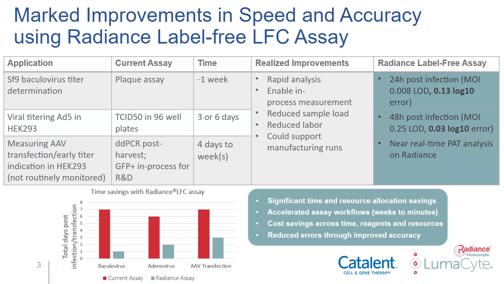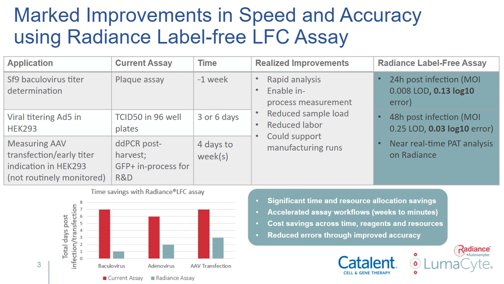So overall, to conclude from these 3 experiments, we saw marked improvements in speed and accuracy using the Radiance label-free LFT assay. So for example, for the SF9 baculovirus titer determination, which is currently done using a plaque assay and takes 1 week, can now be done 24 hours post-infection. The viral titering at 5 in HEK293, which is currently done using TCID50 and takes 3 to 6 days, can now be done 48 hours post-infection.